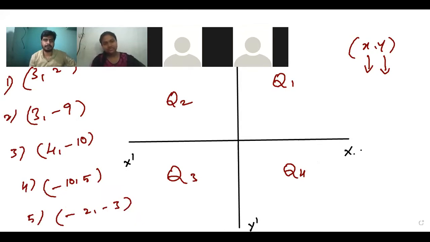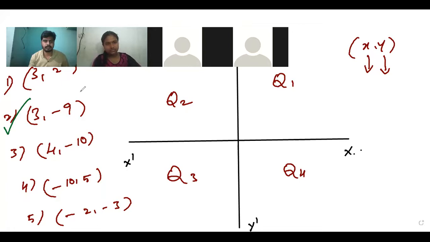Ramcharan. Sir. Did you watch the video? Yes, sir. Did you understand? Yes, sir. Okay. Now look at number 2, 3 comma minus 9. In which of these 4 quadrants does this point lie? 3 comma minus 9 point. Where does it lie?